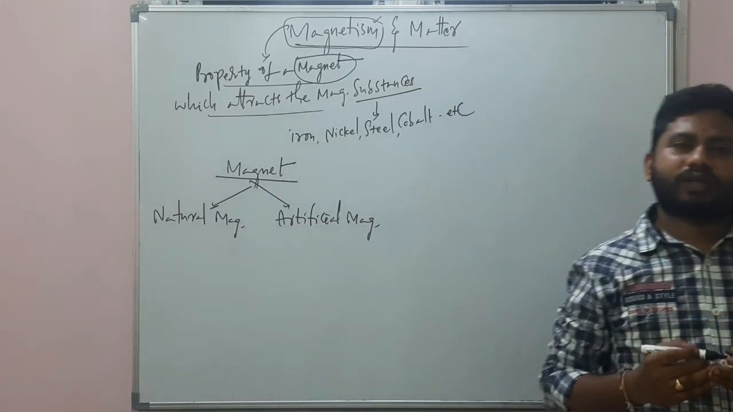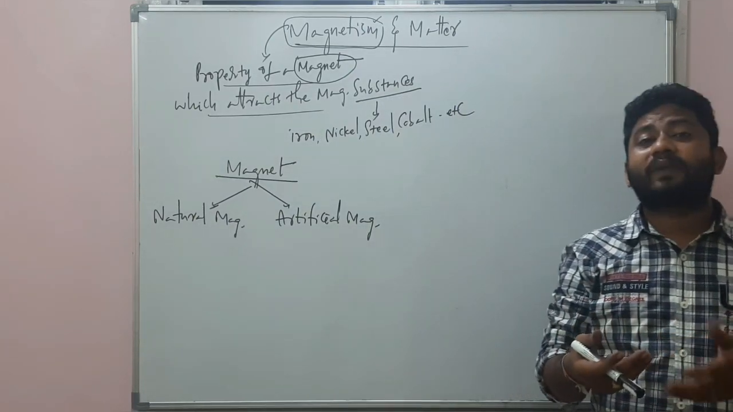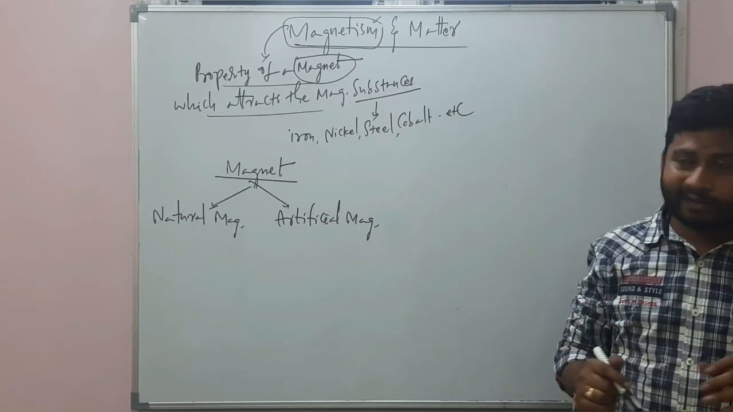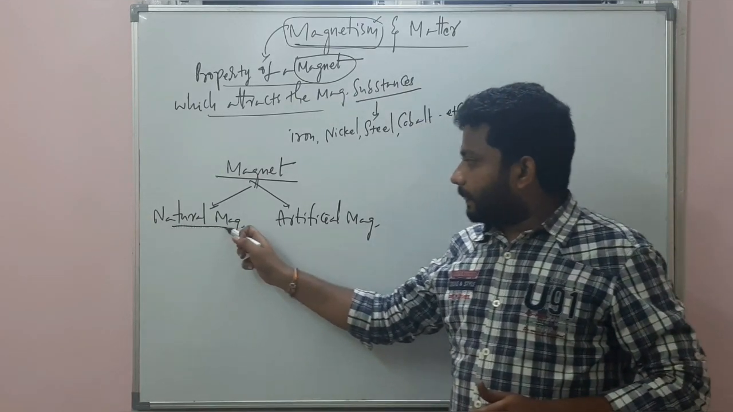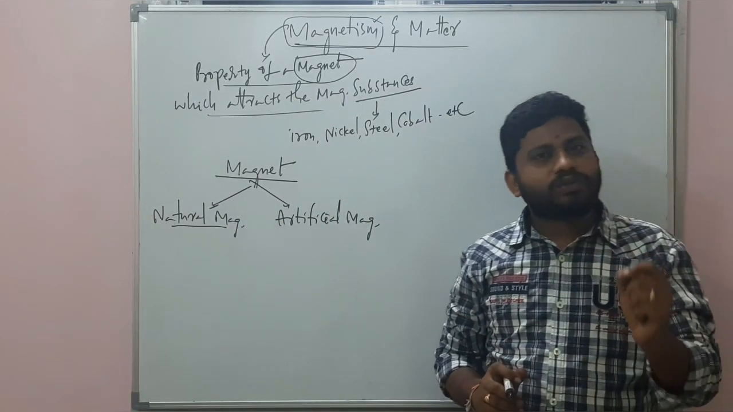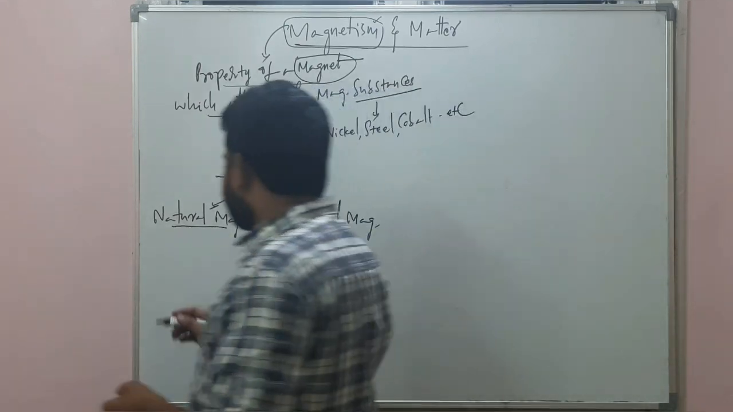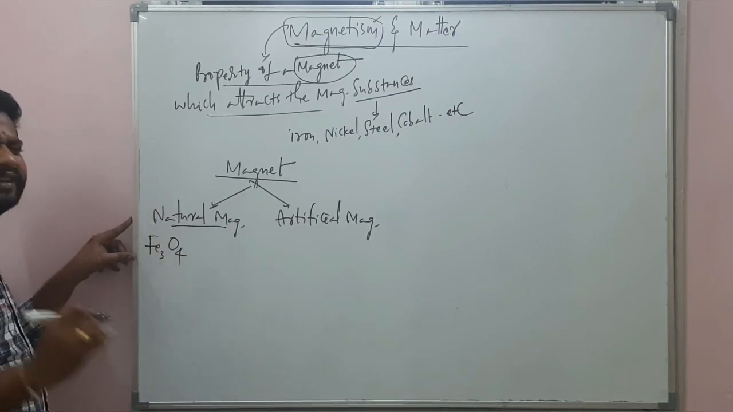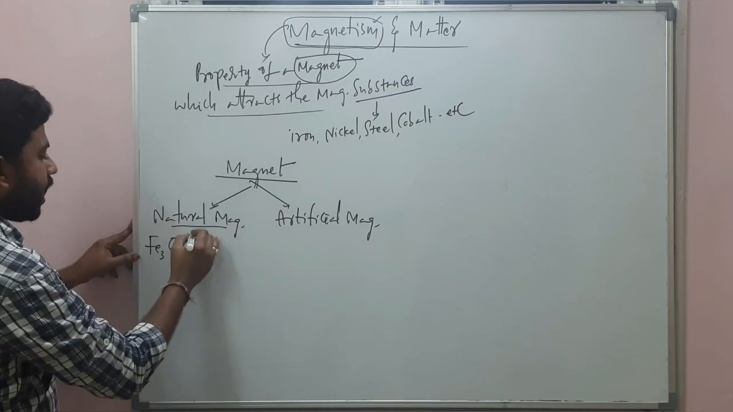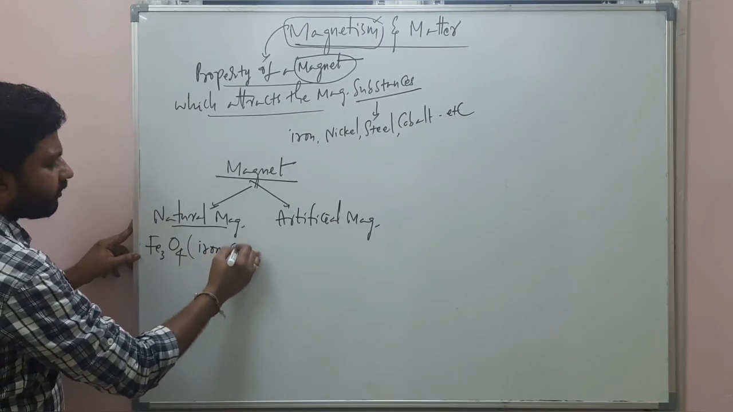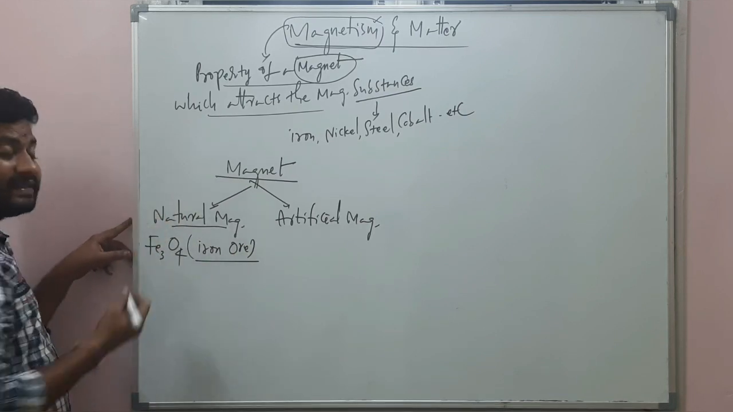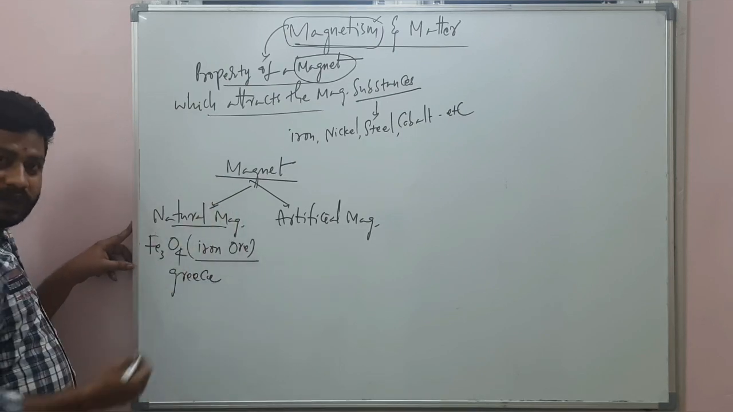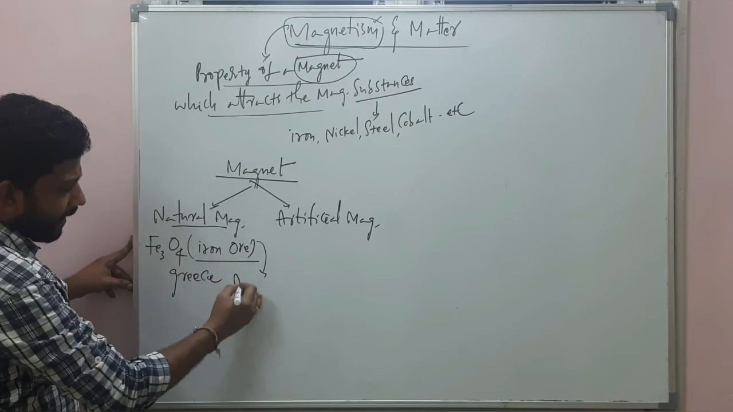The natural magnets, you might have learned from the lower classes also. You may have forgotten. Don't worry about it. We'll start from the basics. Natural magnet: the first natural magnet was found in Greece. That was Fe3O4, oxide of iron, iron ore. Iron ore was the first magnetic substance which was naturally found in Greece. So this is also called magnetite.